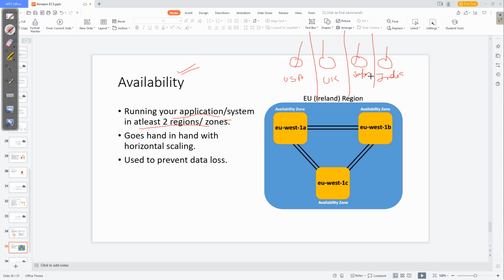Let's suppose in Japan, due to some natural calamity, the data warehouse goes down, but we have USA, UK and India available, so those people are able to access the web application through these EC2 instances. One thing you need to remember is that although there might be a delay, you are able to access the application; it would not stop.